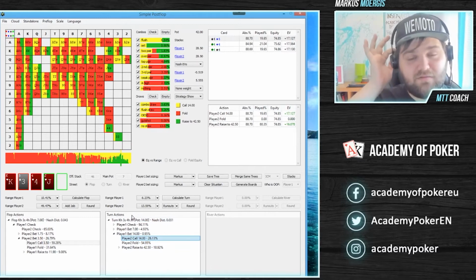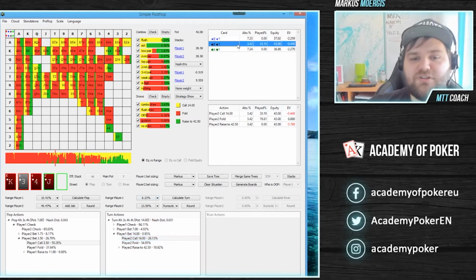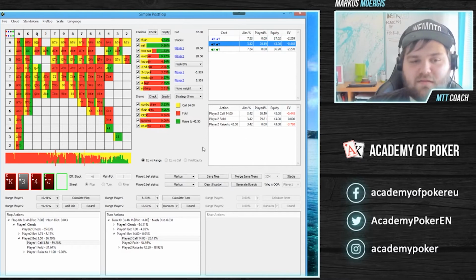In that regard, it is good because it pretty much folds out everything for us. As you see, we should even fold pretty much all the King X we have here. 100% of the time, only the King 7 of spades should be called here sometimes, but most of the time we just fold so many of our King X, so top pair hands.